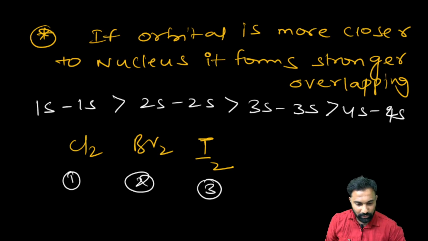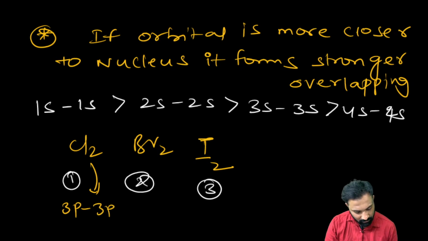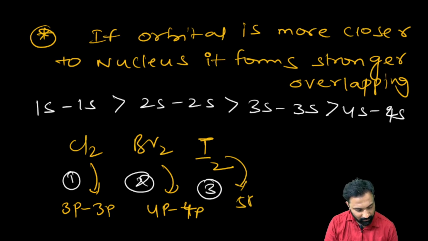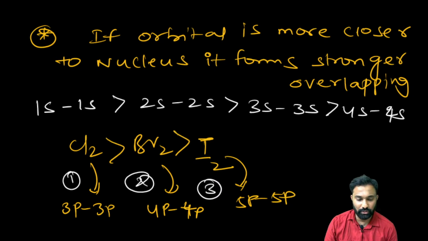Cl2, Br2, I2. Cl2 is more effective, right? Why? Because this is a 3p-3p overlapping. Next one, this is a 4p-4p. Next, this is a 5p-5p. Cl2, Br2 and I2. Good everyone, good. Right?